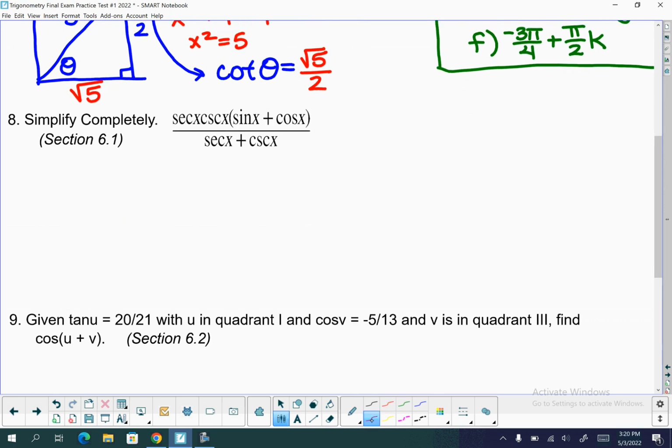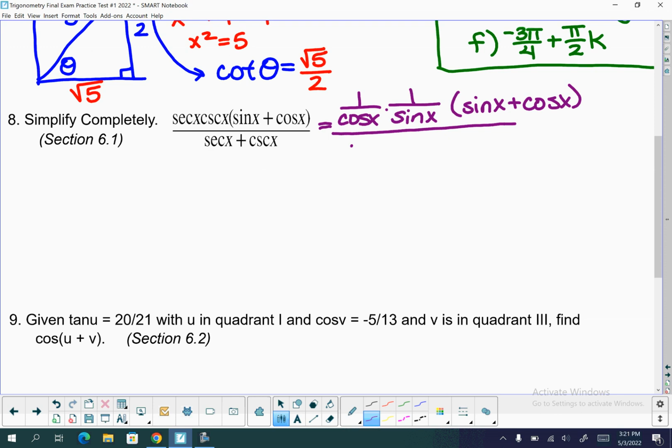All right, for this problem, we're simplifying as much as we can, hopefully getting it down to a single trig function if possible. Because I've got a lot of different trig functions on this one, I'm going to start by writing it with sines and cosines. So instead of secant, I know I can write 1 over cosine. Instead of cosecant, I know I can write 1 over sine. Sine plus cosine, denominator, 1 over cosine plus 1 over sine. Okay.